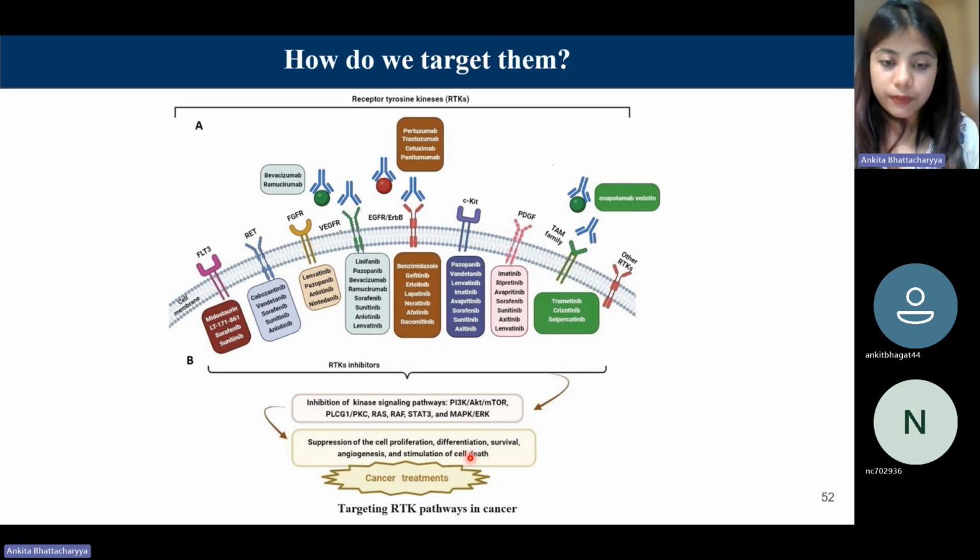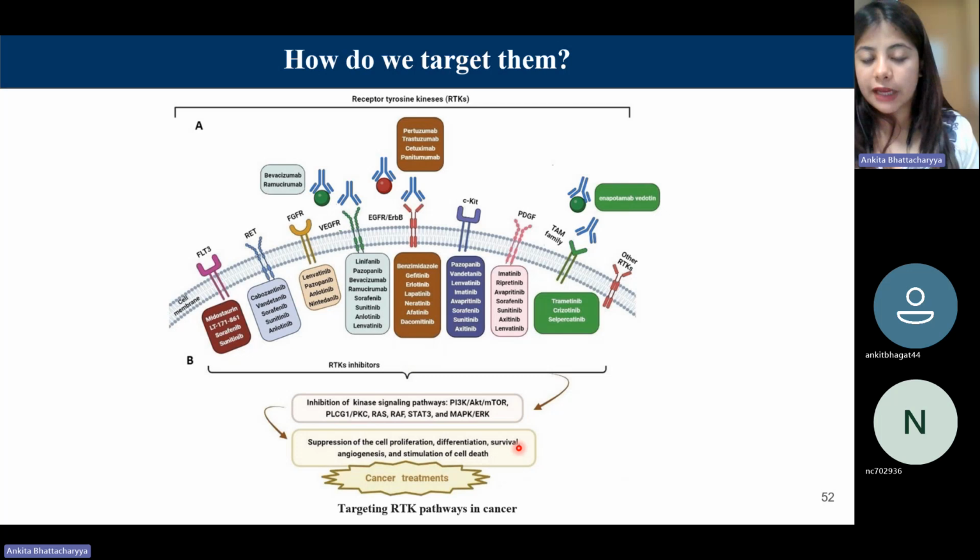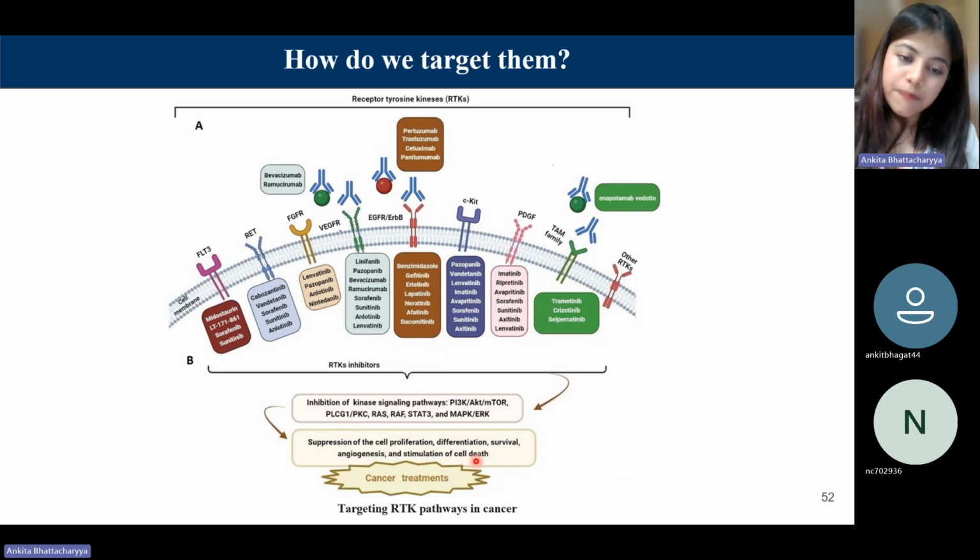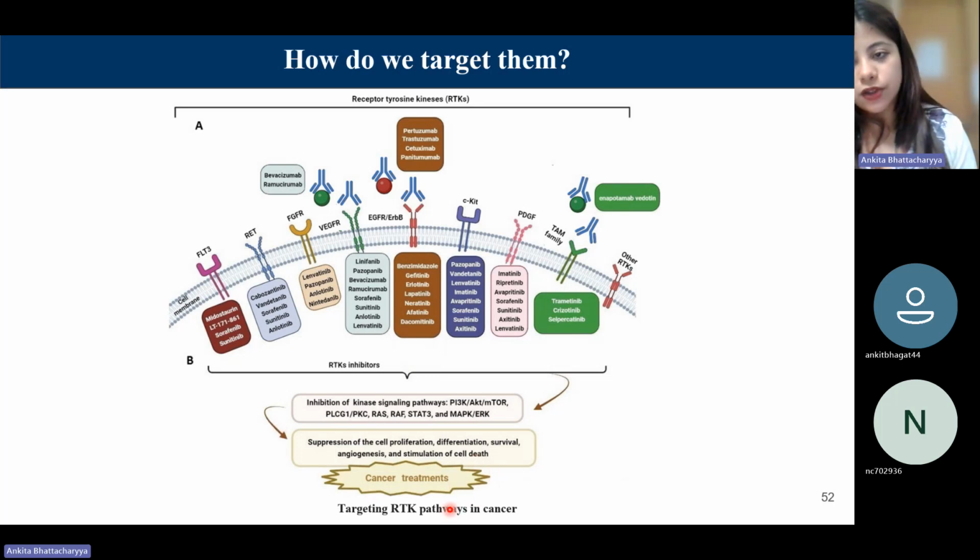What is it supposed to do? It's supposed to inhibit or suppress cell proliferation, differentiation, survival, angiogenesis, which is the sprouting of new blood vessels, and it is supposed to stimulate cell death. These are all considered to be part of cancer treatments.